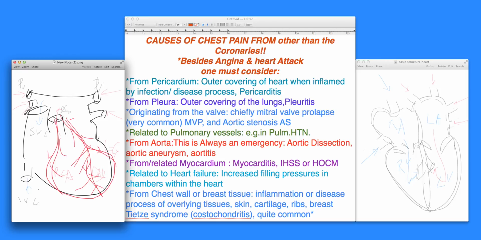But in this setting where the mitral valve prolapses into the left atrium, it's almost like a sail of a ship or a flail type of texture. So in other words, it bulges into the left atrium, and that can cause chest pain.